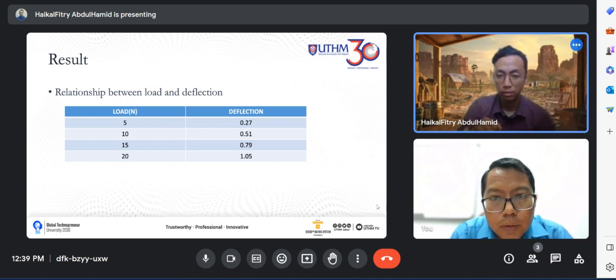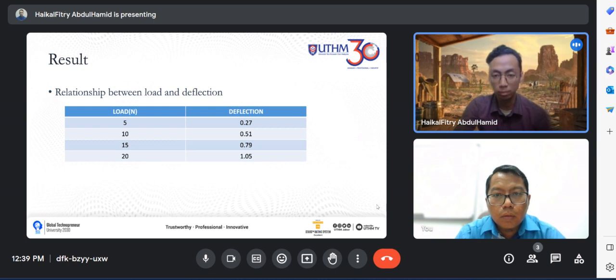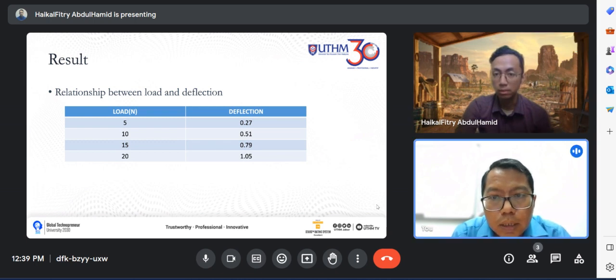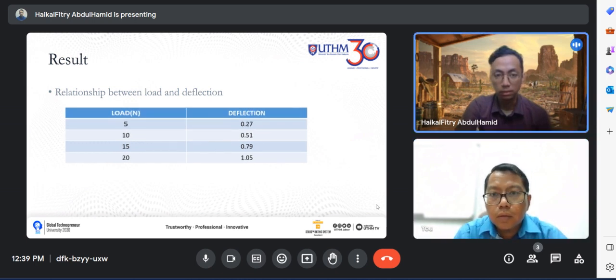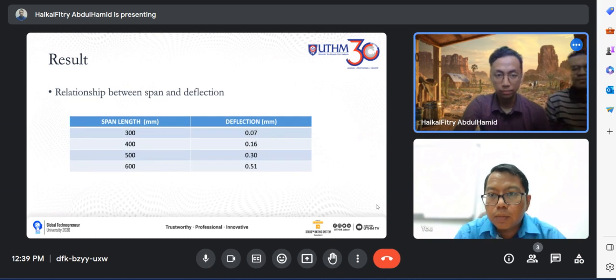What is the unit of the deflection? We use the Newton meter. You should put it in your slide. Okay, yes. Next. Okay, span length.